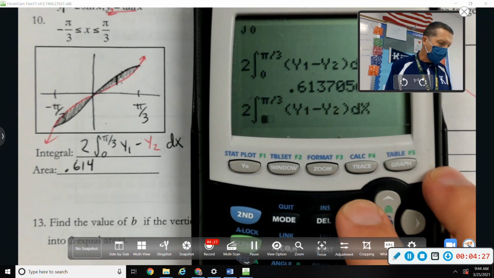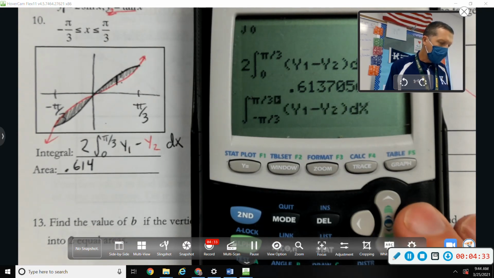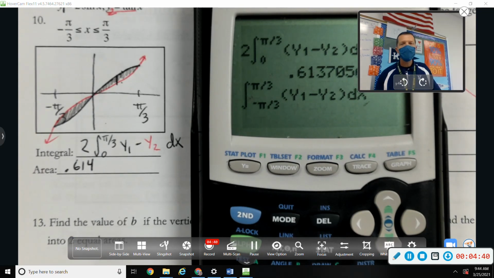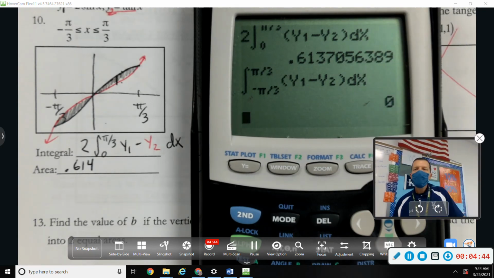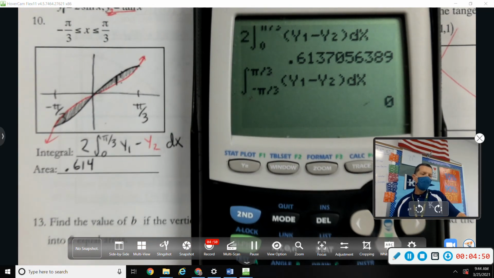By the way, just to illustrate what you guys knew already, if I do go from negative pi over 3 to pi over 3 without splitting it up, well then part of it is positive and part of it is negative, and so I think that's going to give me 0, and it did. So that would be one that you would recognize, wait a minute, something's not right, that's not 0 area, and you can figure out what went wrong.